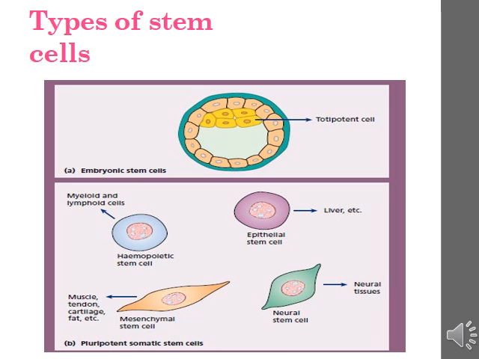Okay, pluripotent stem cells divide into epithelial cells, neuronal stem cells, hemopoietic stem cells. Okay, so these are actually two types of stem cells. Both can be closely related, but actually these are two different types.